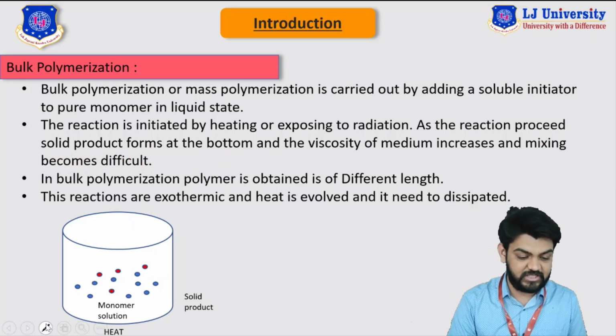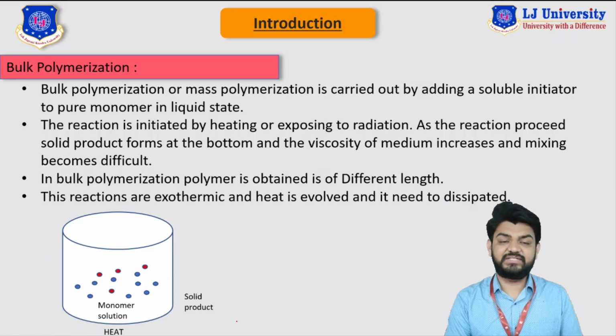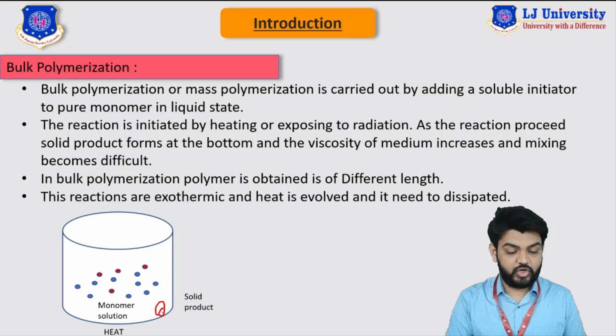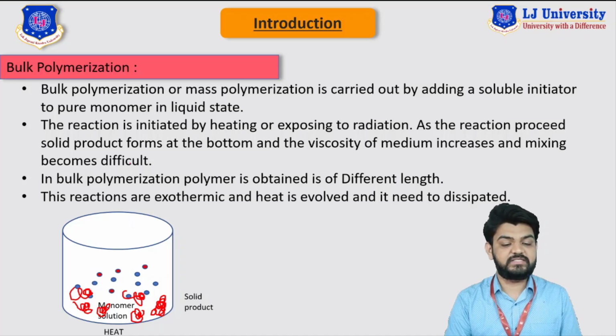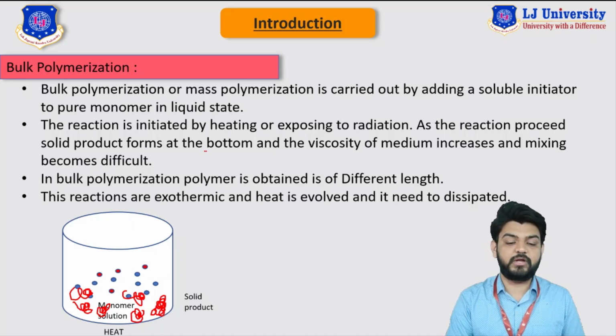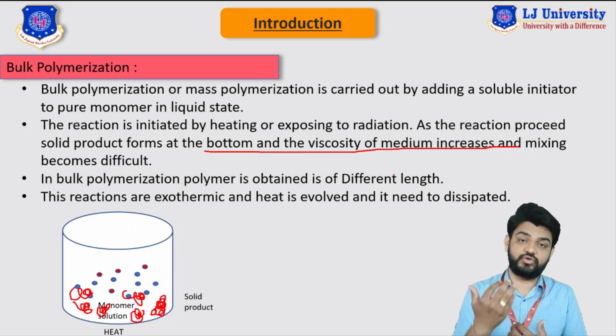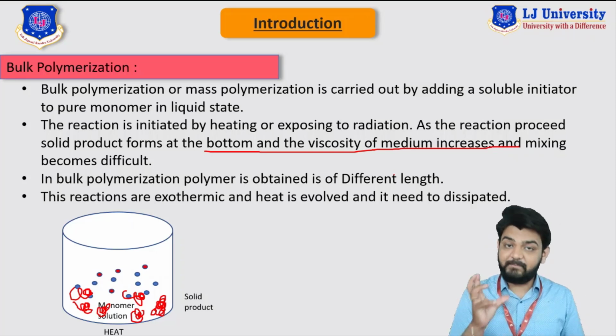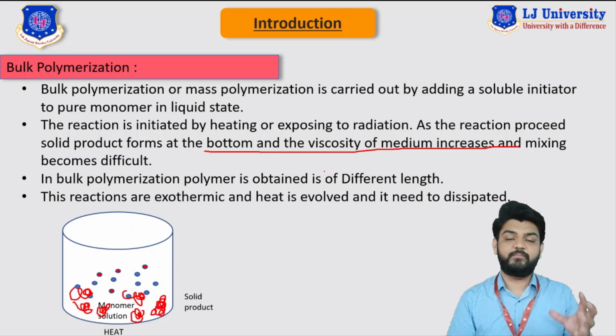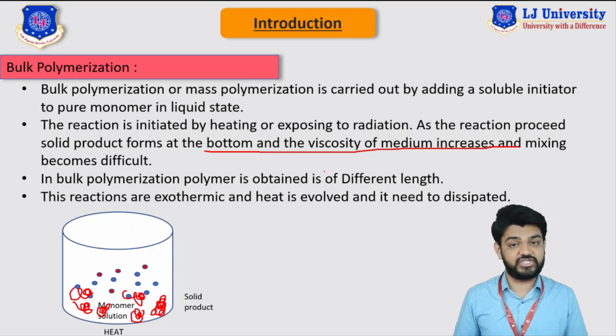You can see here, let me just take a pen. Now as this reaction proceeds, this solid polymer will form like this, at the bottom of the reactor, because of this heat. And as this solid product at the bottom is produced, the viscosity of the medium increases. It is not that difficult to understand. When this polymer forms at the bottom, it will increase the viscosity, which will ultimately reduce the mixing. So you can say that bulk polymerization has a certain limitation because of this viscosity effect.